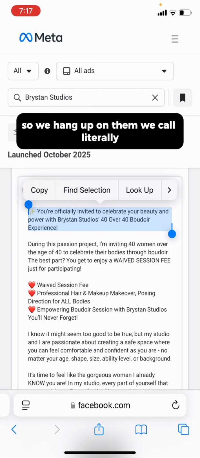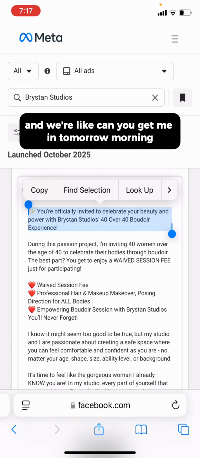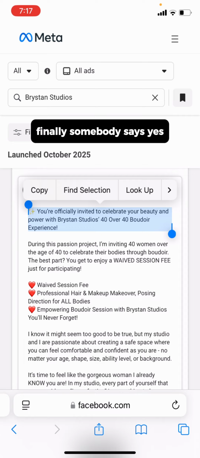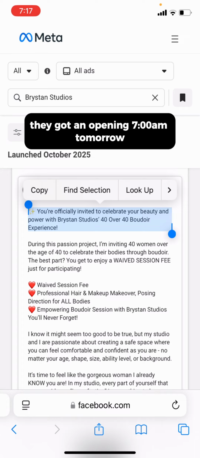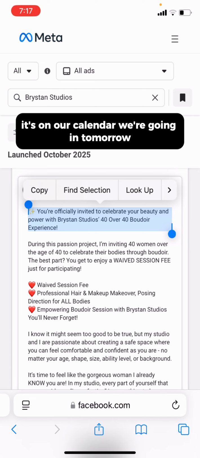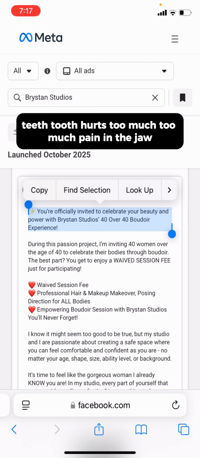So we hang up on them. We call literally every single other dentist in the city. And we're like, can you get me in tomorrow morning? Can you get me in tomorrow morning? Finally, somebody says, yes, they got an opening, 7:15 a.m. tomorrow. Boom, we book it. It's on our calendar. We're going in tomorrow. So we barely sleep that night. Tooth hurts, too much pain in the jaw.